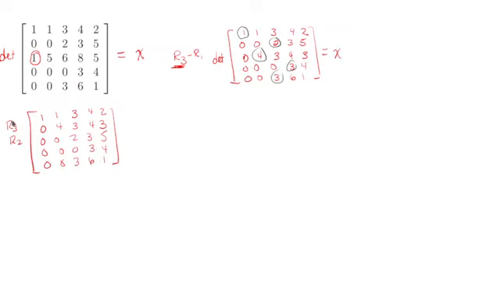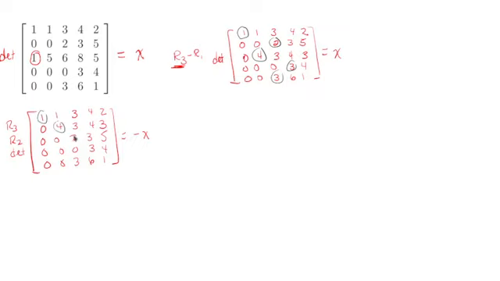What happens when we change the order of the two rows? We switch two rows. That changes the determinant by a factor of -1. It flips the sign of the determinant. And so now the determinant isn't x anymore, it is now -x. All right.